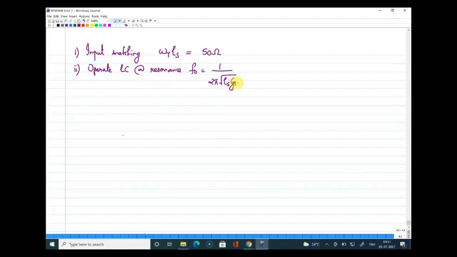Now, do you see any bottleneck here, or any problem with this setup? Because if you want input matching, you need to match omega t into Ls equal to 50, and at the same time, you can match it to 50 ohm only if you cancel out the effect of L and C. So do you see any problem or difficulty here?